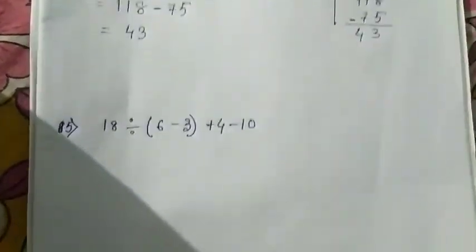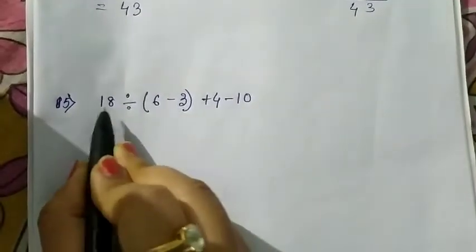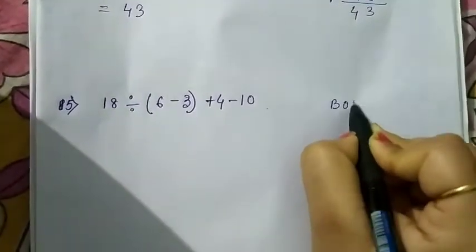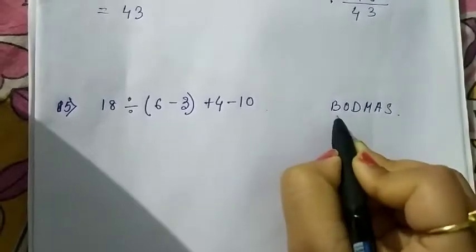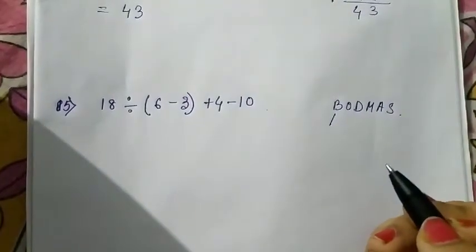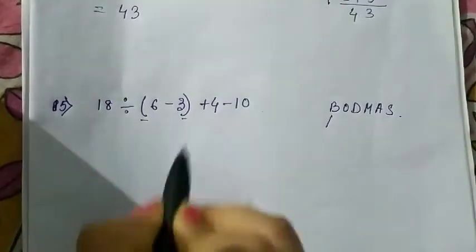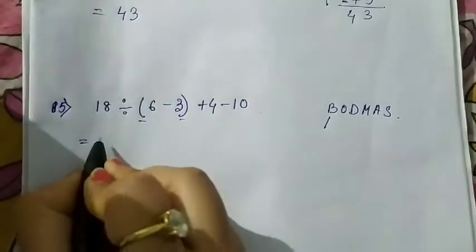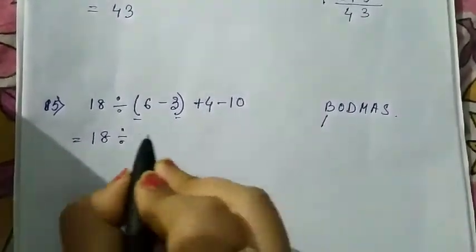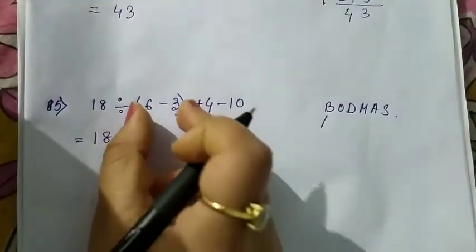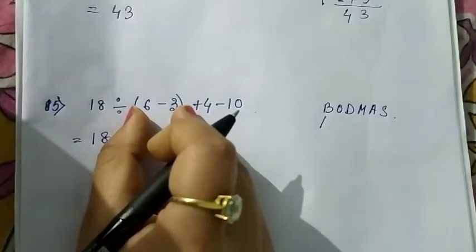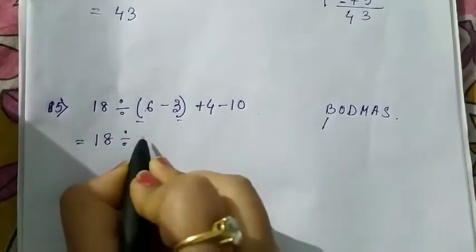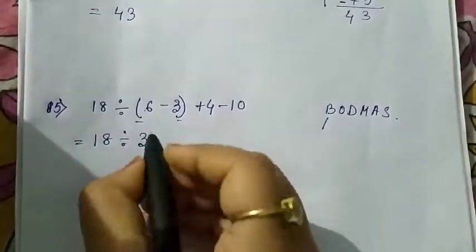Let's move forward to the next question: 18 divided by, bracket 6 minus 3, plus 4 minus 10. So BODMAS. First you search for the bracket. Is there any bracket? Yes, one term comes under bracket. So we do the bracket work first. The rest of the things will be the same. Only whatever is inside the bracket we do first. 6 minus 3 is how much? 3. You write 3. Now the brackets are open.